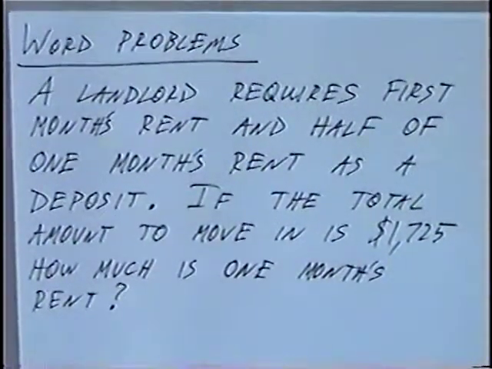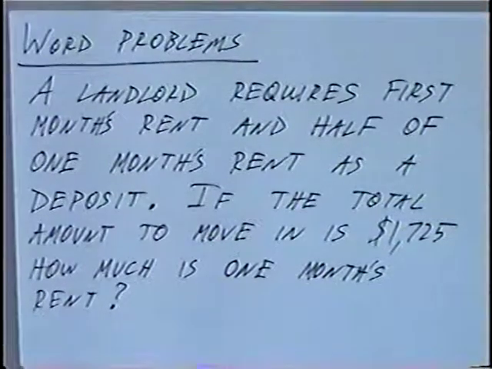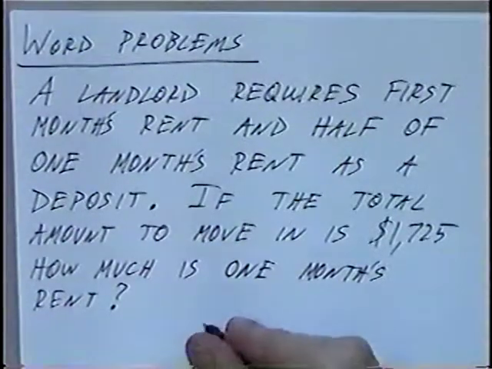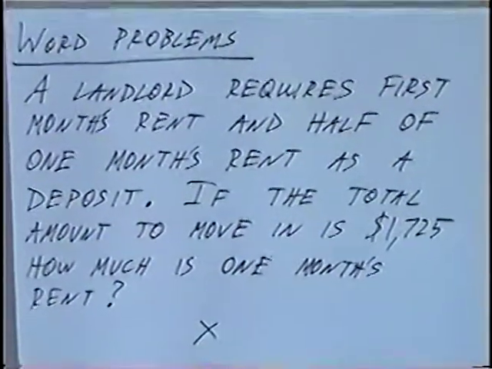A landlord requires first month's rent and half of 1 month's rent as a deposit. If the total amount to move in is $1,725, how much is 1 month's rent? Again, to solve this question, we can write an equation using a variable like x and solve for x. If we're looking for 1 month's rent, we can let x be the total of 1 month's rent.